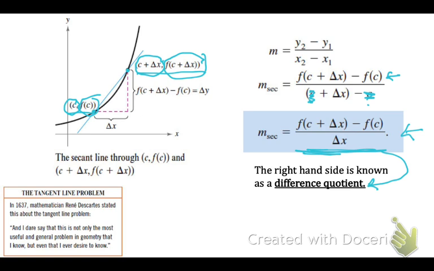Now while you read, I'm going to read you a side note. In 1637, mathematician René Descartes stated this about the tangent line problem: "I dare to say that this is not only the most useful and general problem in geometry that I know, but even that I ever desire to know." Oh my. It is honestly the most important thing to solve.